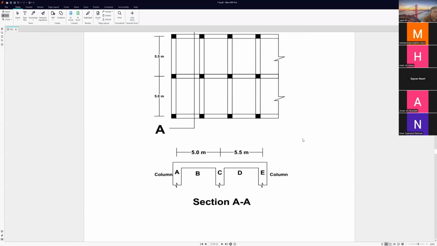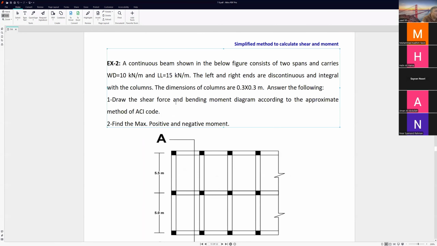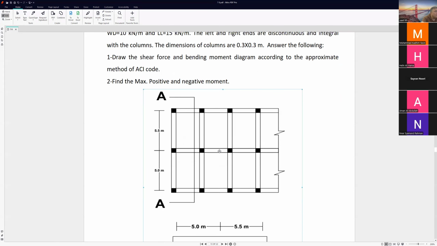Because the difference is 0.5 divided by 5, which is 10%, we can apply. Also, the live load divided by dead load is 1.5, which is smaller than 3. So this is also our criteria, the second one.